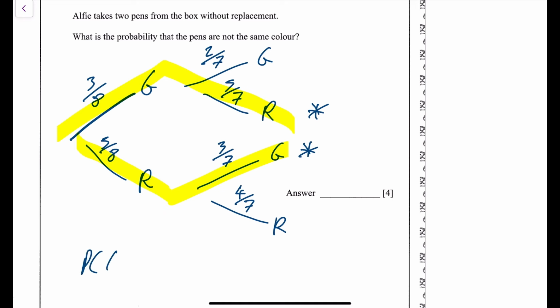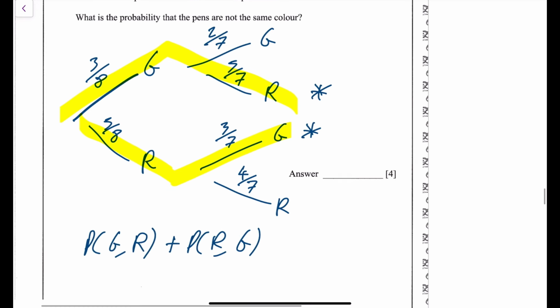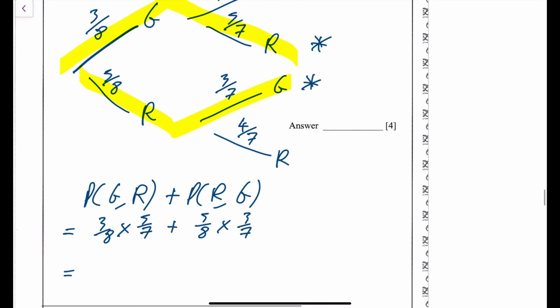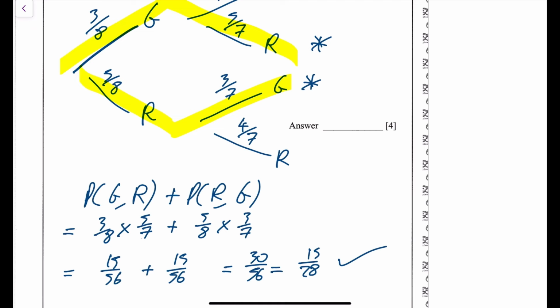So my answer was the probability of a green and a red, or a red and a green, which is going to be 3 over 8 times 5 over 7, or 5 over 8 times 3 over 7. Again, there's no benefit of cancelling down. If there was anything you could cancel down, you wouldn't, because the denominators are the same. 15 over 56 plus another 15 over 56 is 30 over 56, and then cancel down. Top and bottom divided by 2 gives you 15 over 28, and that's it.